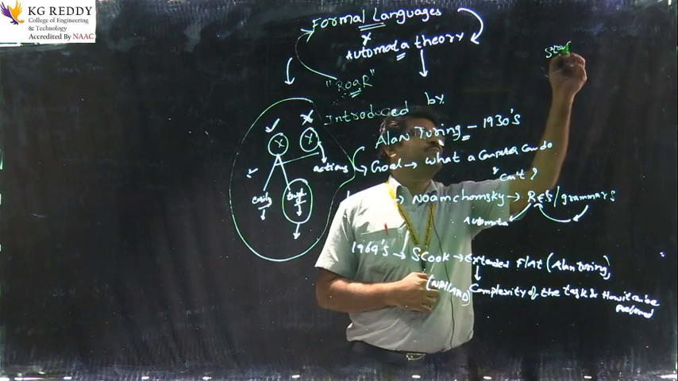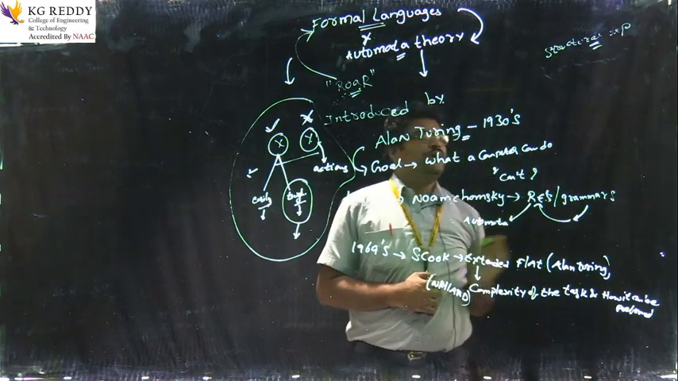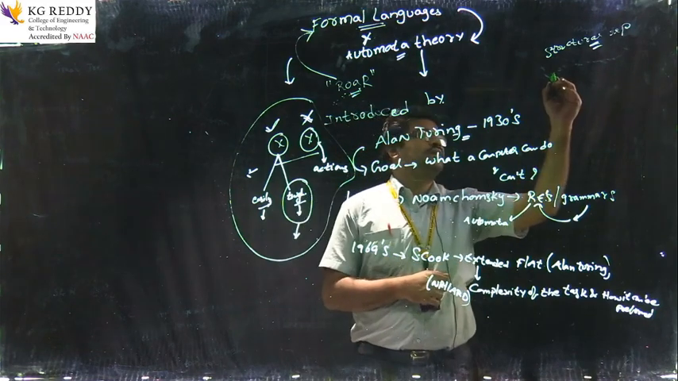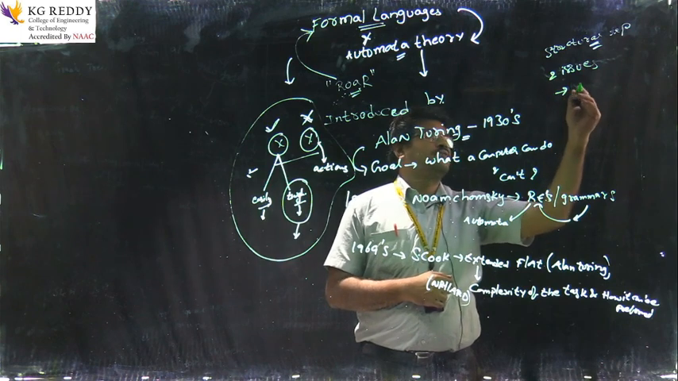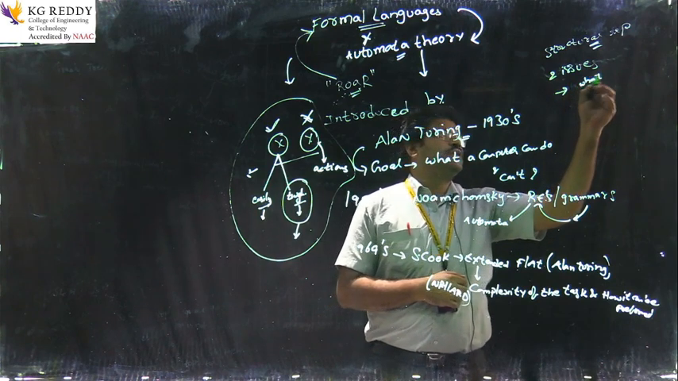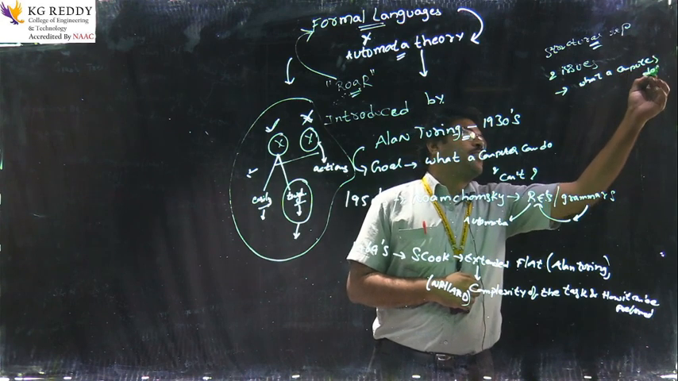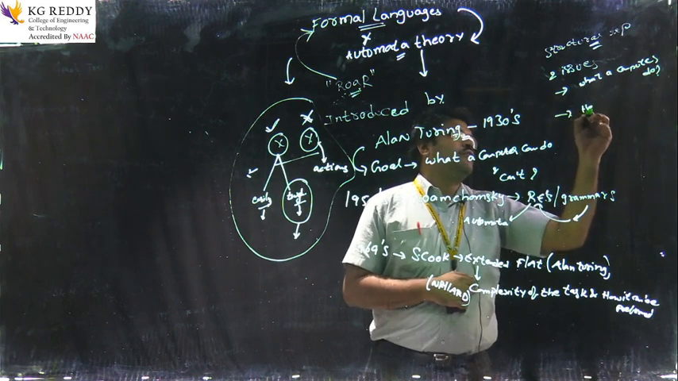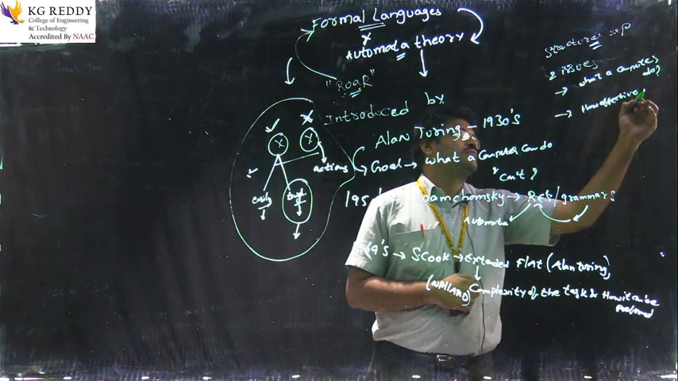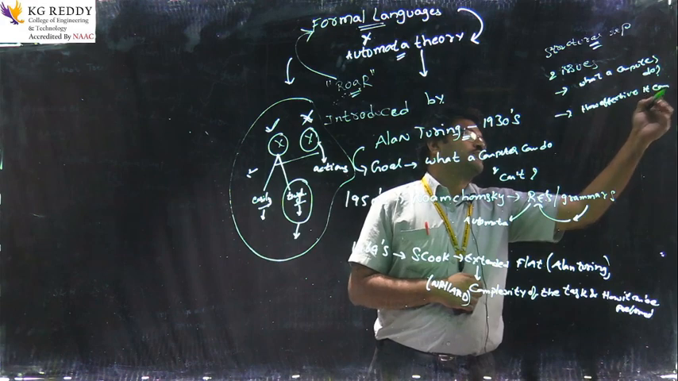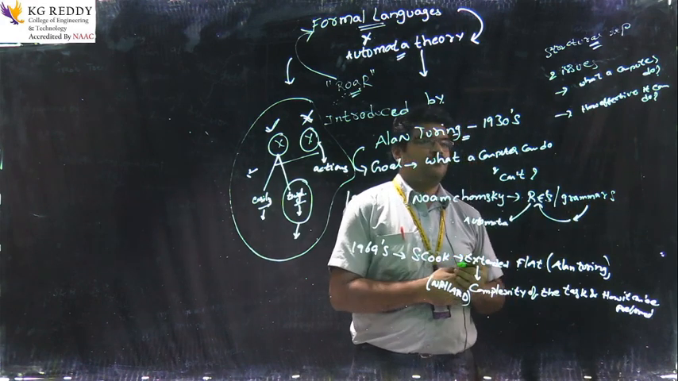The structural representation should concentrate on two issues. One, what a computer can do, and second, how effectively it has to do it. What it can do, and how effectively it has to do it.